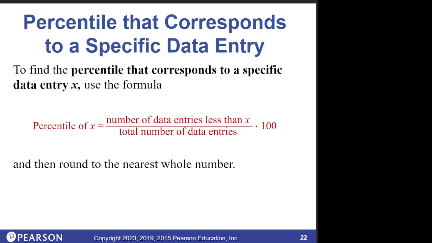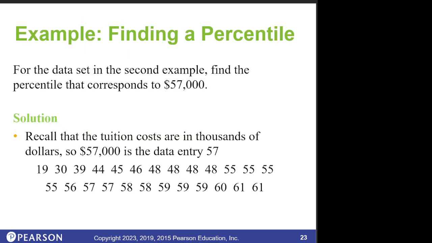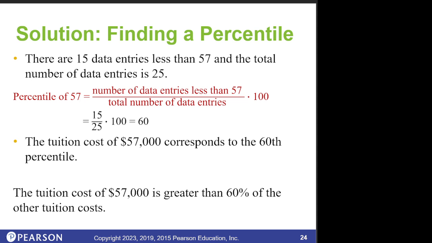Now I'm going to peek. And I should have had my calculator out here. So let's move back down here. And so 15 divided by 25 is the 60th percentile.